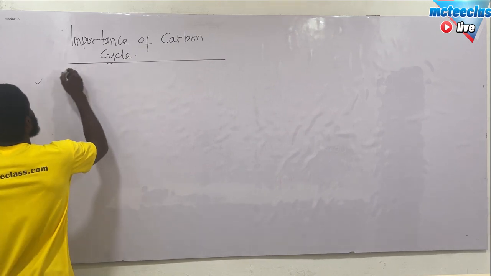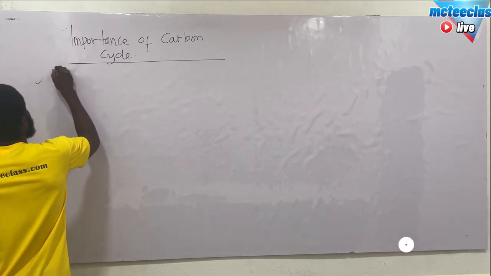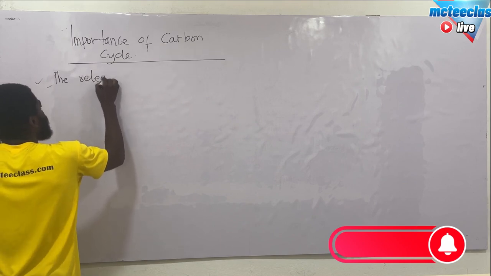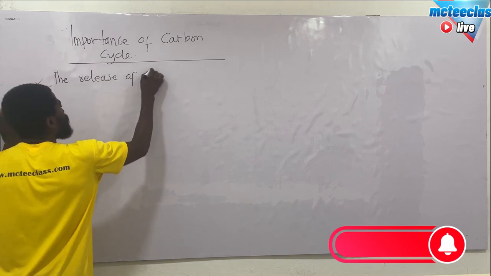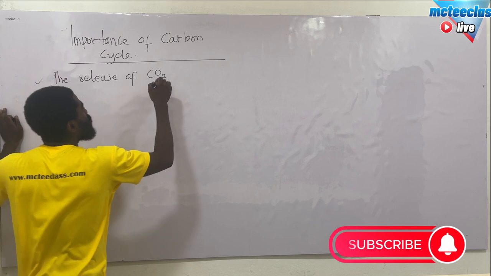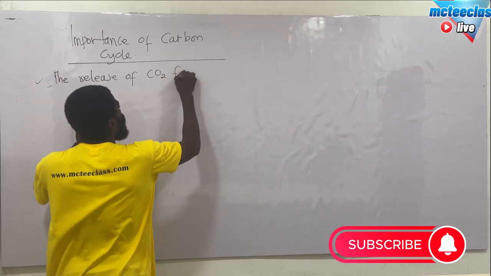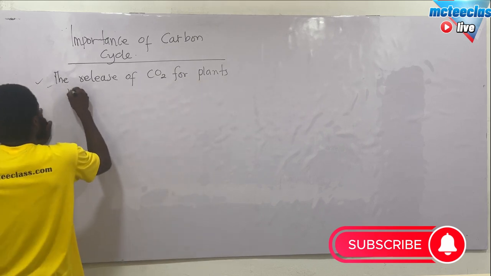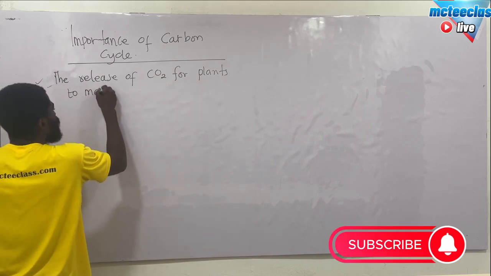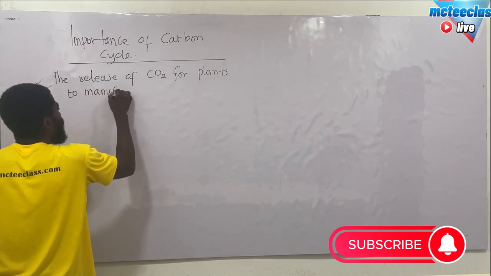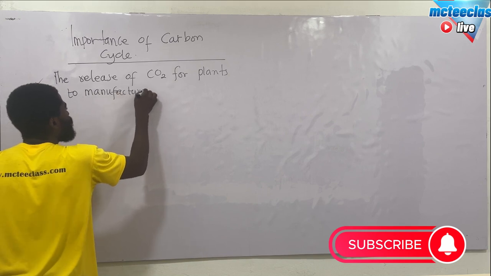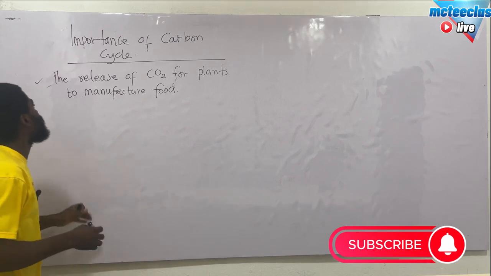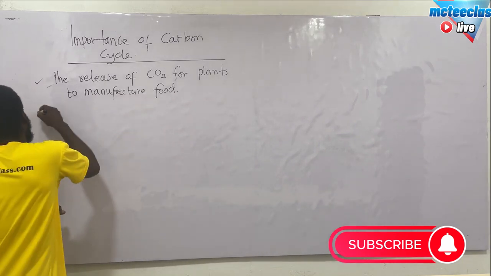So one importance is the release of CO2 for plants to manufacture food. That's one importance of the carbon cycle.